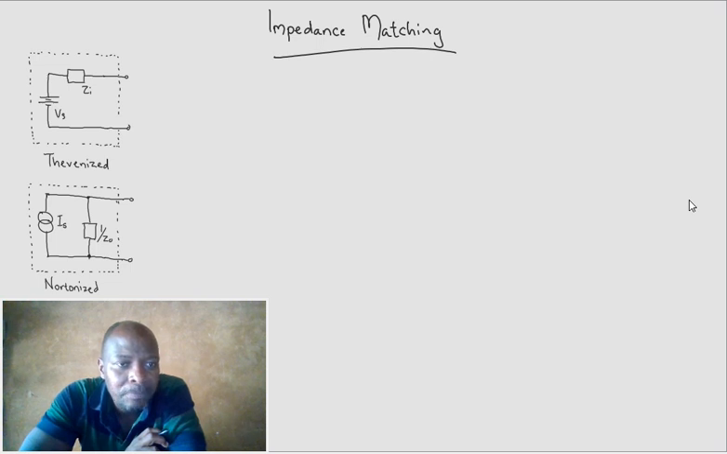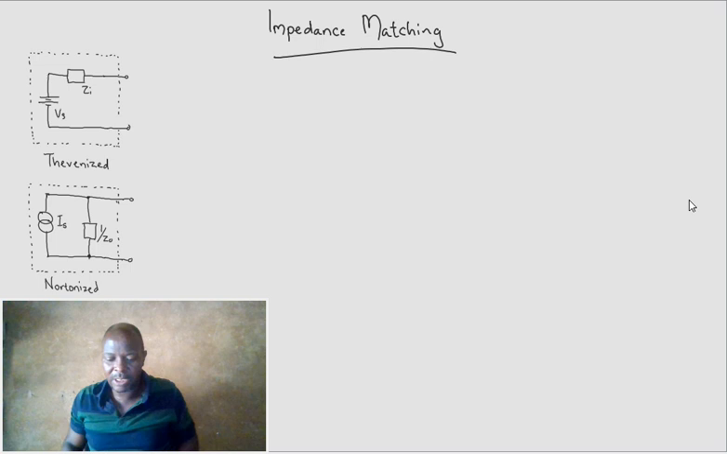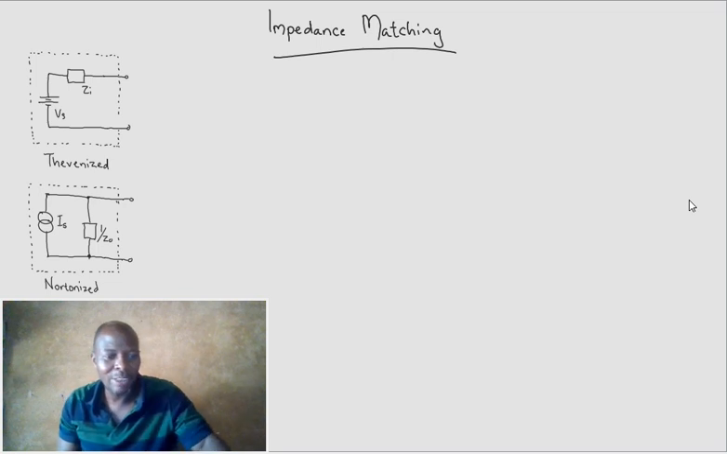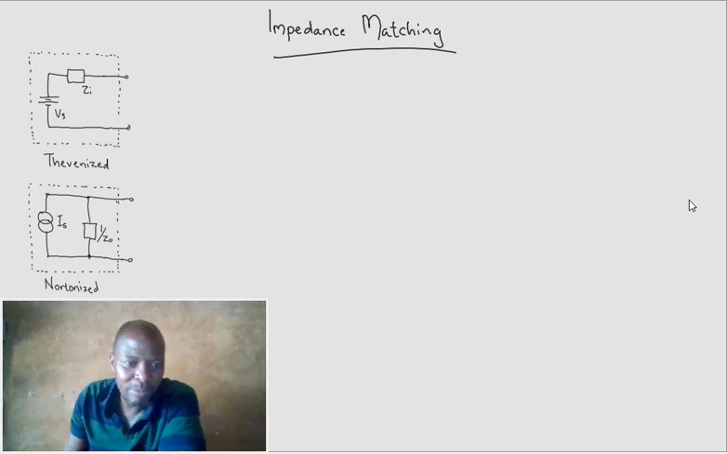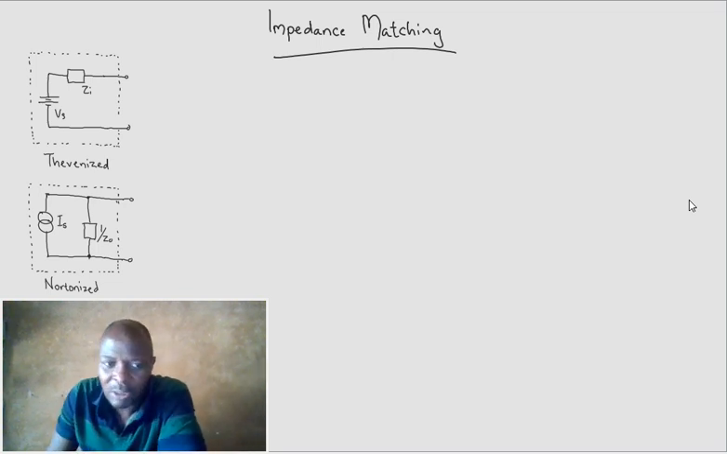Now, I'm going to discuss impedance matching and its importance in communication systems. Wow, if you could not match your impedances, you're going to have nightmares. In fact, generally, if impedances are not matched, there are a lot of power losses. Let's see how these power losses occur.